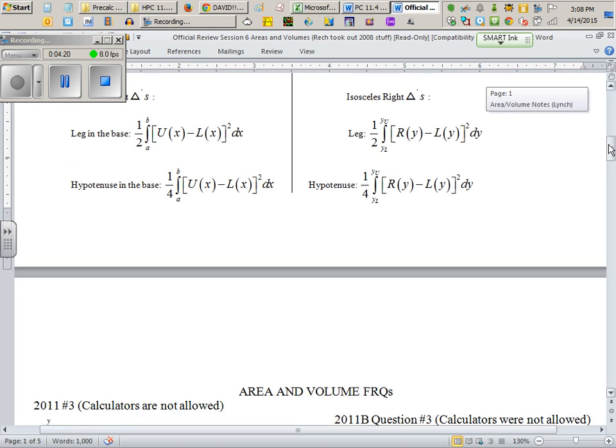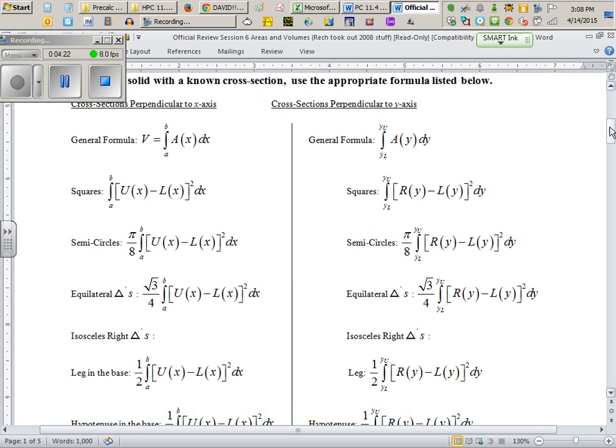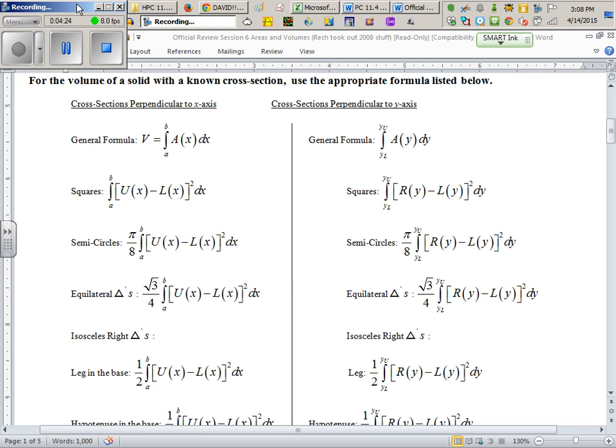Okay, and then down here, this is pretty important. Volumes of known cross sections, that just means you have an object and it's being sliced up, and every slice is a square, or every slice is an equilateral triangle. We did the Play-Doh thing where we kind of built these solids, and there are these possibilities. I don't think I've ever seen anything except these.